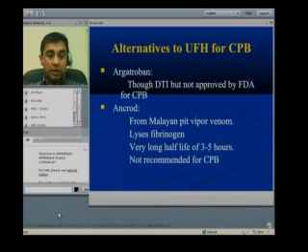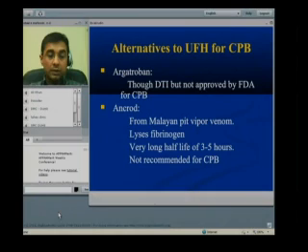Argatroban is another direct thrombin inhibitor, but here in the United States, it's not approved by the FDA for cardiopulmonary bypass. But it is being used and approved for cath lab purposes, like angioplasties, stent placements, and in vascular surgeries for carotids and other things, but not for cardiopulmonary bypass.